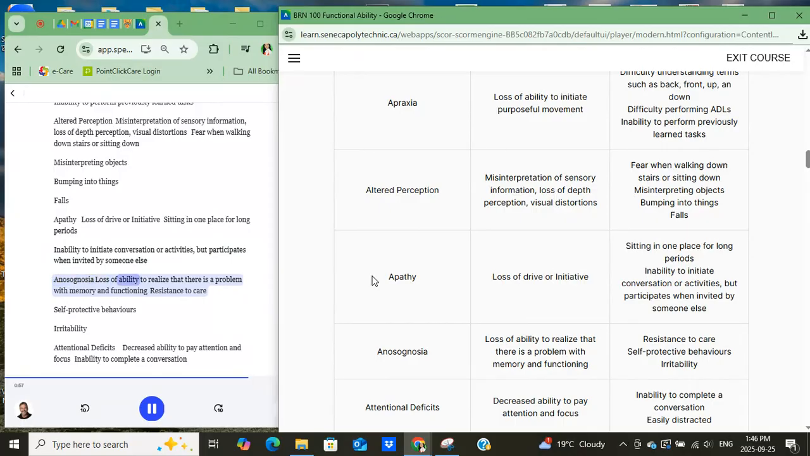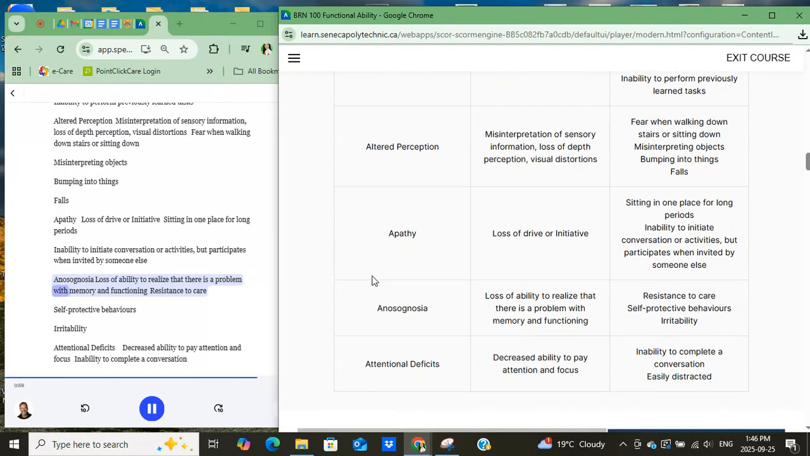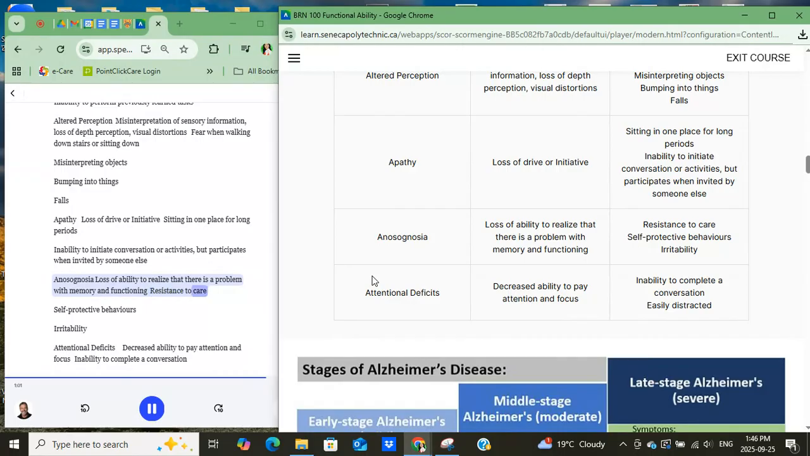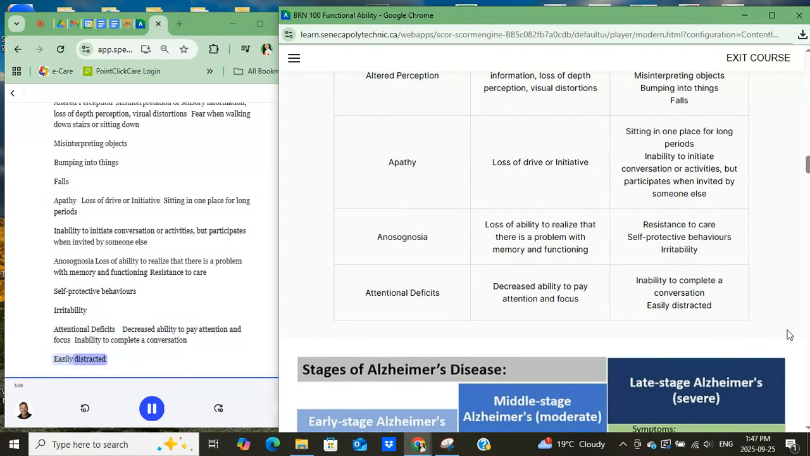Anosognosia: loss of ability to realize that there is a problem with memory and functioning; resistance to care, self-protective behaviors, irritability. Attentional deficits: decreased ability to pay attention and focus; inability to complete a conversation, easily distracted.